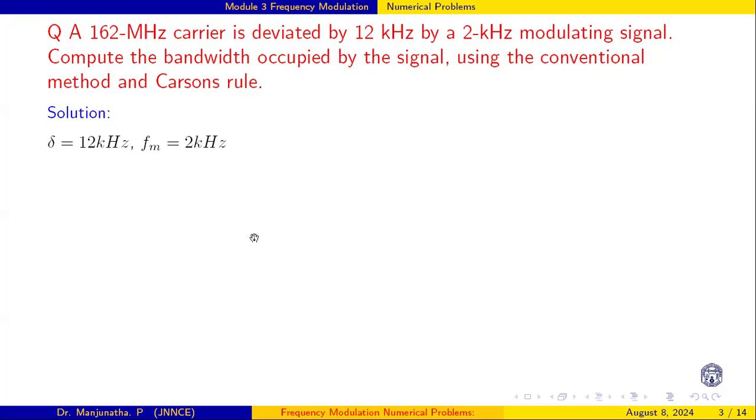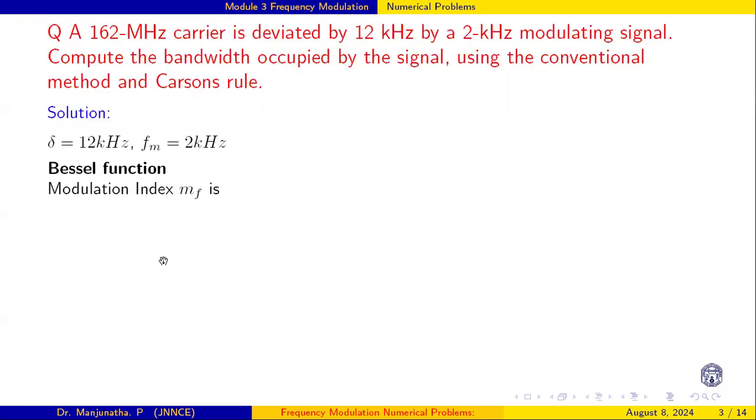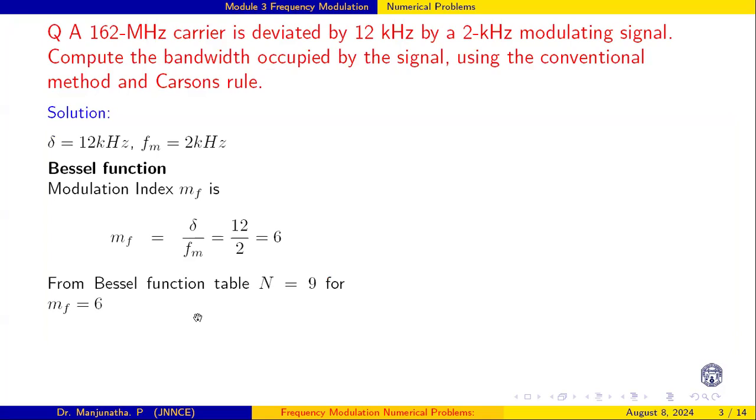We will see from the table what the value is for 6, and how many sidebands there are. For 6, it goes up to 9, so N is equal to 9. So the bandwidth is equal to 2 into 2 into 9, that is 36 kilohertz. So we have determined this N from the Bessel function table, and for that we need the modulation index.